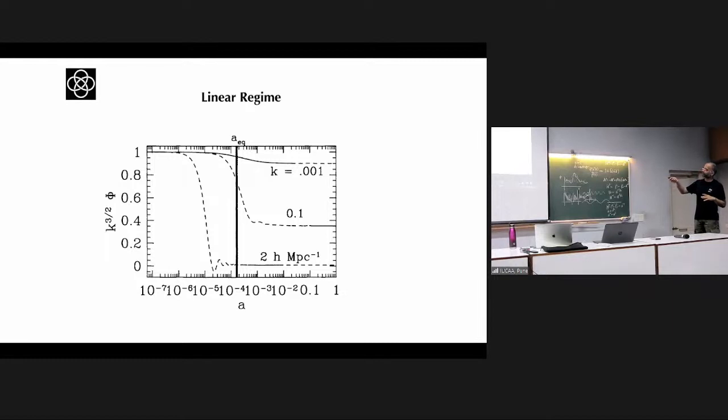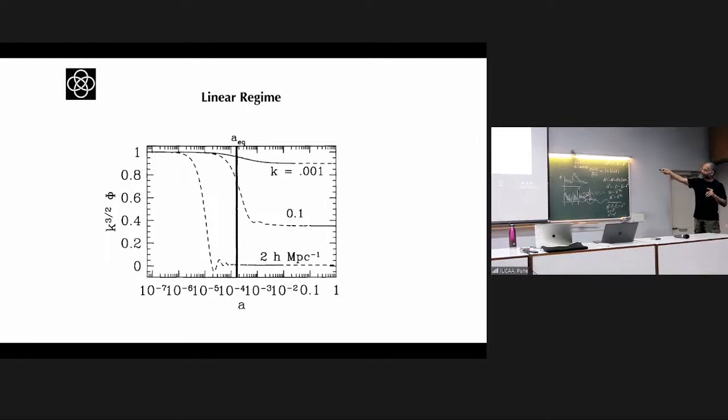The way these curves are shown is that the curve is solid for the duration that the mode is outside the Hubble radius. And after the mode comes inside the Hubble radius, the line style becomes dashed. So this curve entered the Hubble radius at this point. Up to this point, it was outside the Hubble radius.